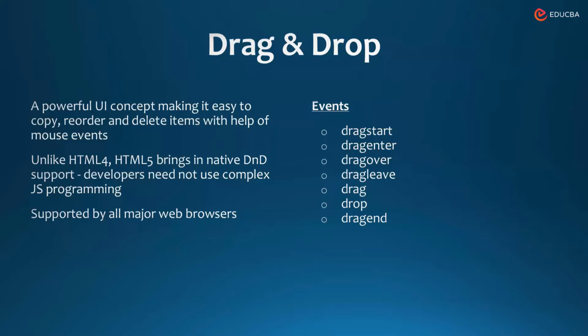Then we have a couple of events with drag and drop. We have drag start, which fires when the user starts dragging an object. Then you have drag enter, which is fired when the mouse is first moved over the target element while a drag is occurring. A listener for this event should indicate when a drop is allowed over this location. If there are no listeners or the listeners perform no operations, then a drop is not allowed by default.